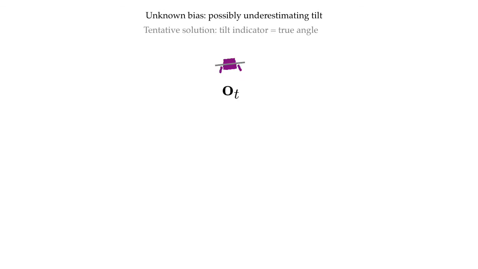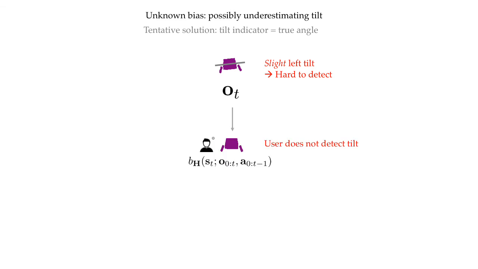In the default interface, we simply rotated the tilt indicator to match the lander's true angle. The problem with this is that while it's easy to tell when the lander is severely tilted, it's harder to tell when the lander is only slightly tilted. And this can be a problem for the user, since keeping the lander level requires detecting tilt early when it's still small, so that the thrusters have enough time to force the lander upright.